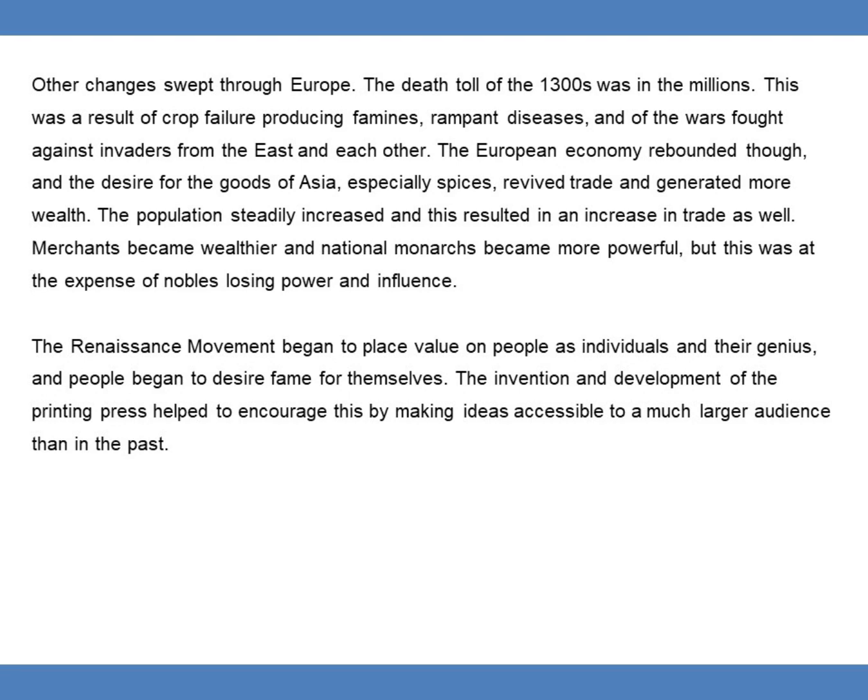Merchants became wealthier and national monarchs became more powerful, but this was at the expense of nobles losing power and influence. The Renaissance movement began to place value on people as individuals and their genius, and people began to desire fame for themselves. The invention and development of the printing press helped to encourage this by making ideas accessible to a much larger audience than in the past.